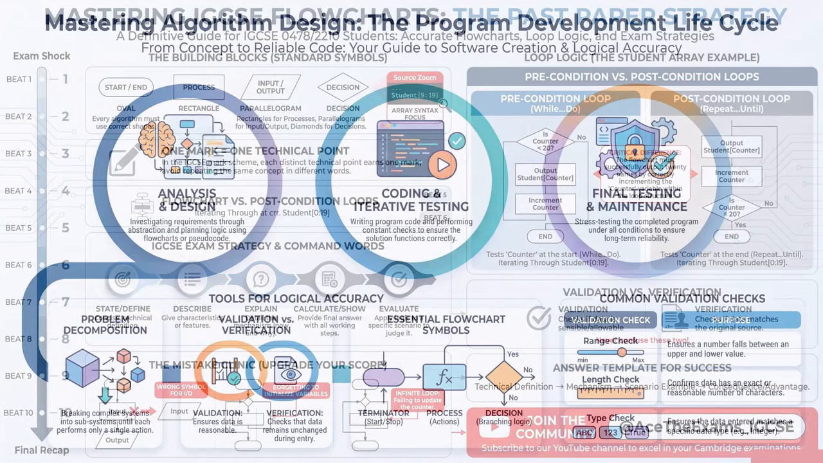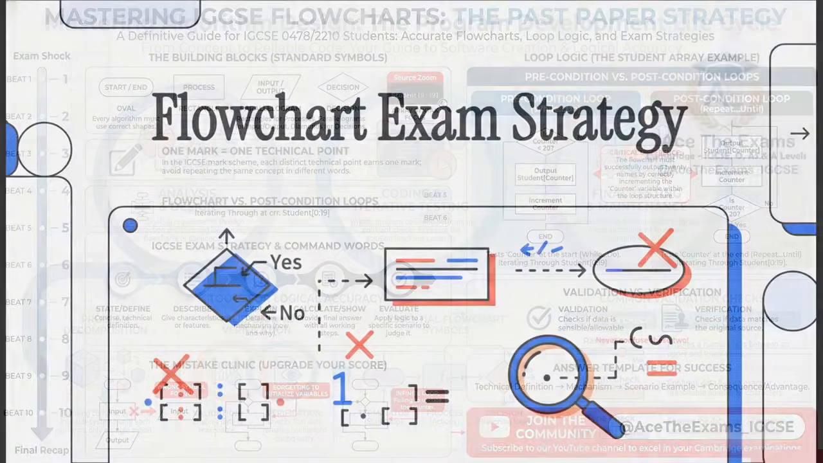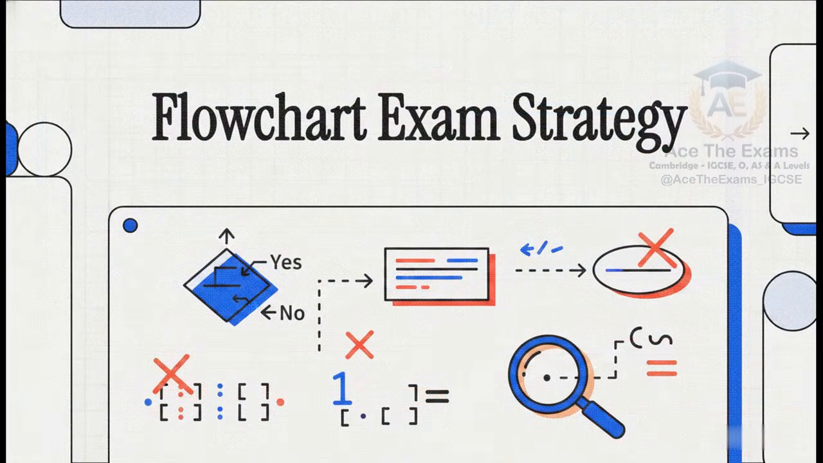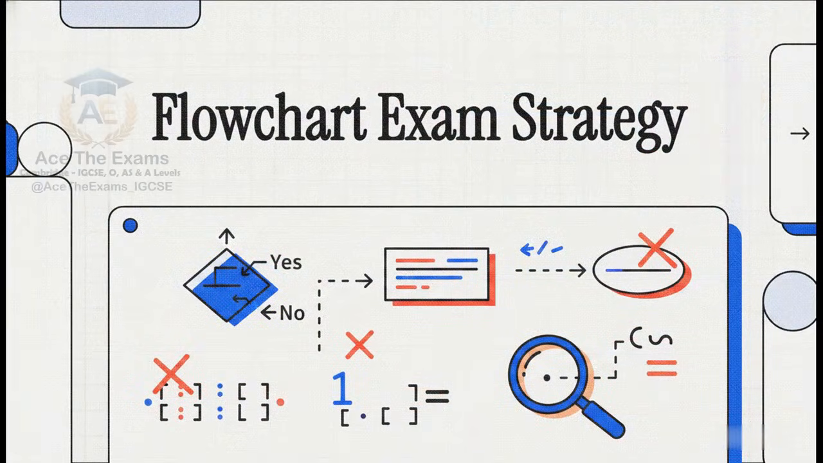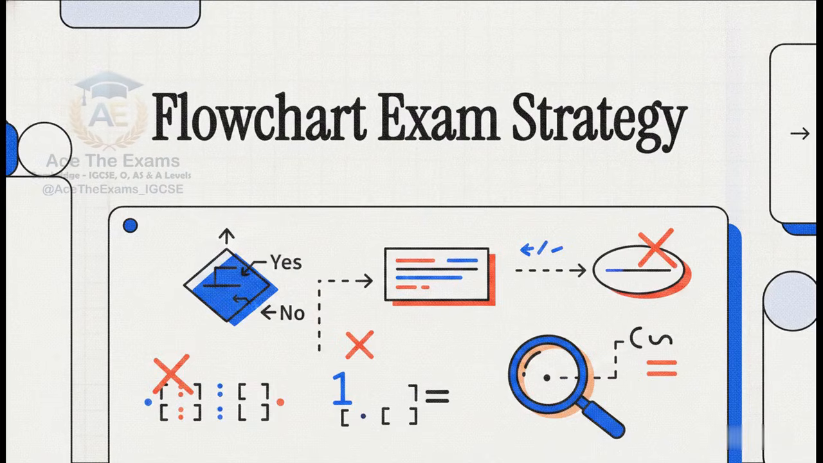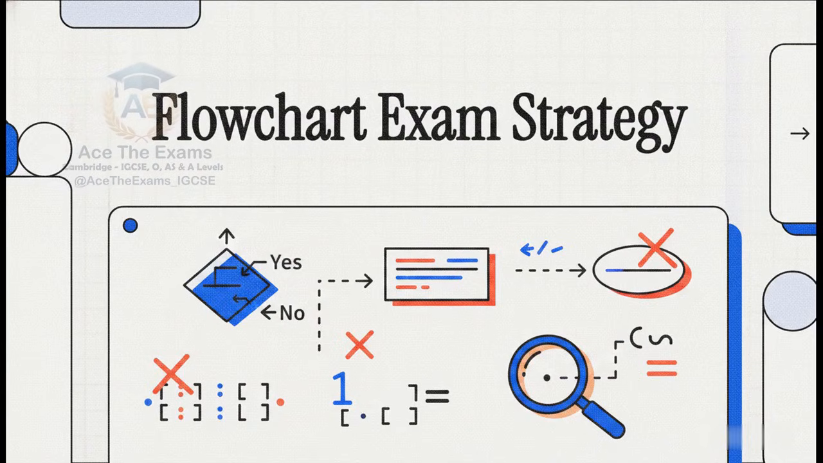Picture this. You're sitting in your IGCSE Computer Science 0478 exam. You flip over to Paper 2, Algorithms, Programming and Logic, and boom, there it is. A massive flowchart question worth a huge chunk of your final grade. You sketch it out quickly, you're feeling pretty confident.